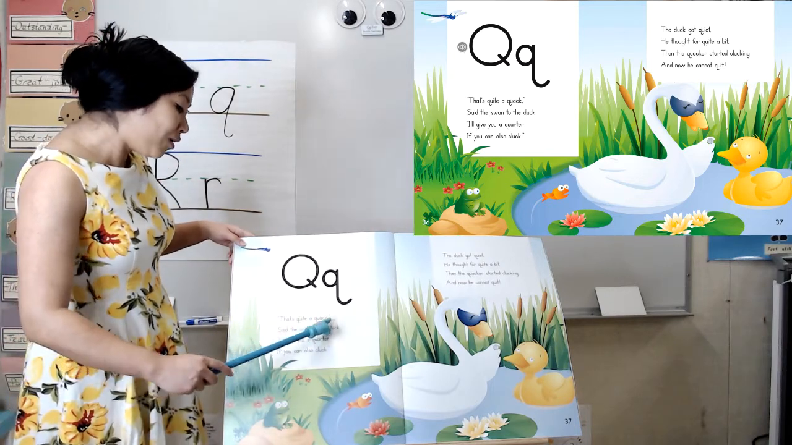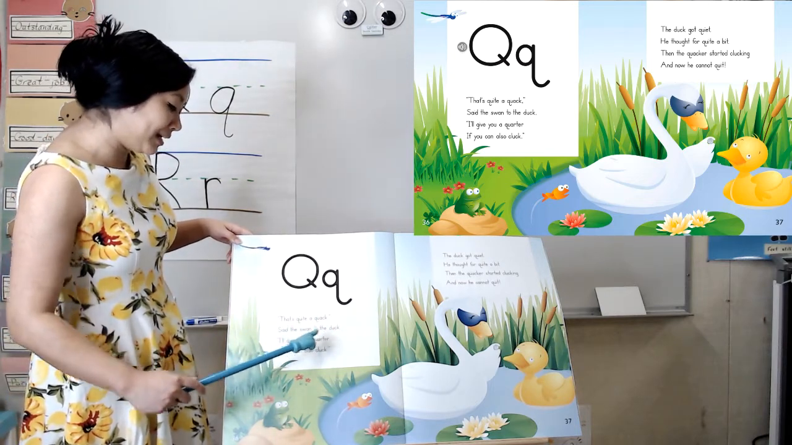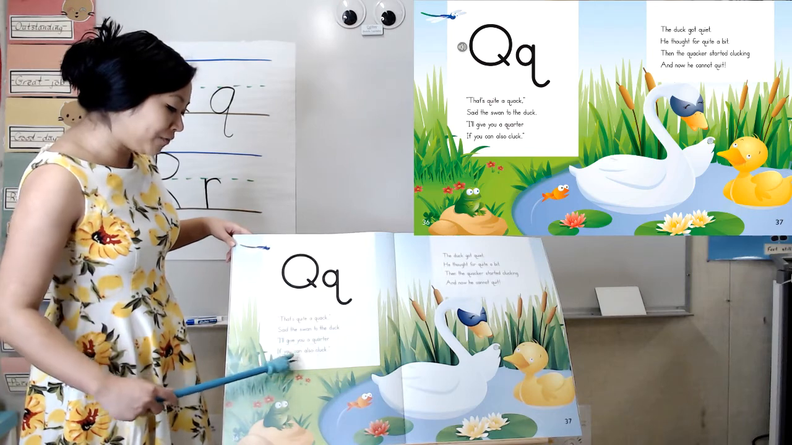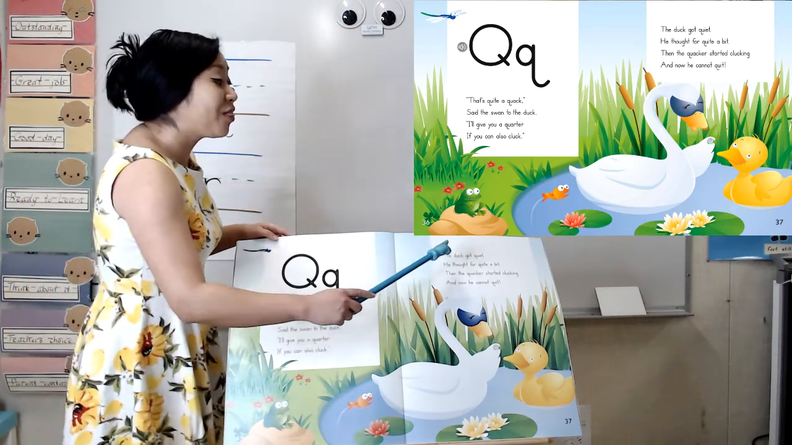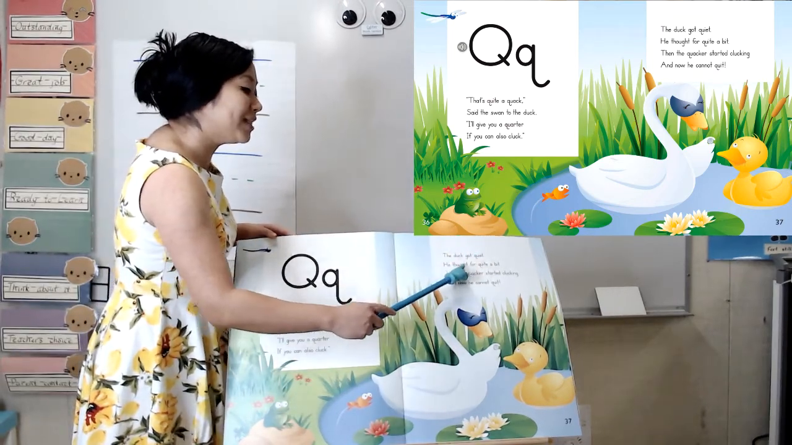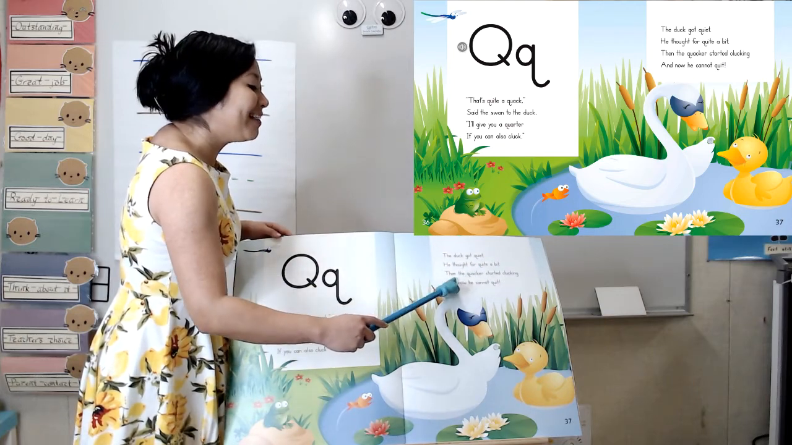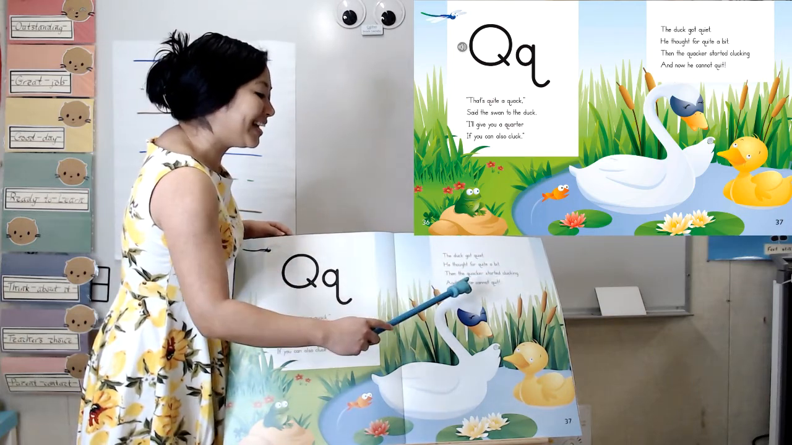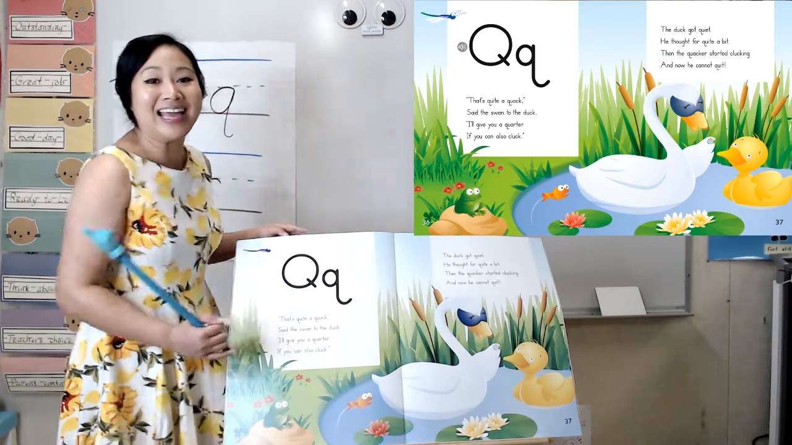That's quite a quack, said the swan to the duck. I'll give you a quarter if you can also cluck. The duck got quiet. He thought for quite a bit. Then the quacker started clucking, and now he cannot quit.